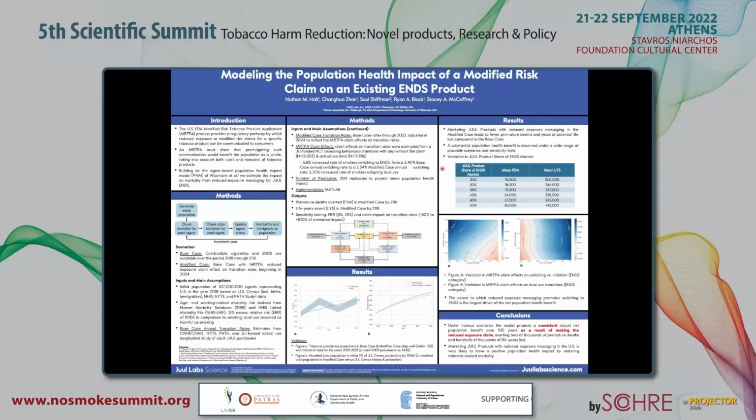Marketing Juul products with reduced exposure messaging in the modified case is projected to avert tens of thousands of premature deaths and hundreds of thousands of years of potential life lost in comparison to the base case. A substantial population health benefit is observed under a wide range of plausible scenarios and sensitivity tests. In particular, a robust net benefit is projected with an ERR of 25% and with claim effects half as large as estimated from the large RCT and actual use study.